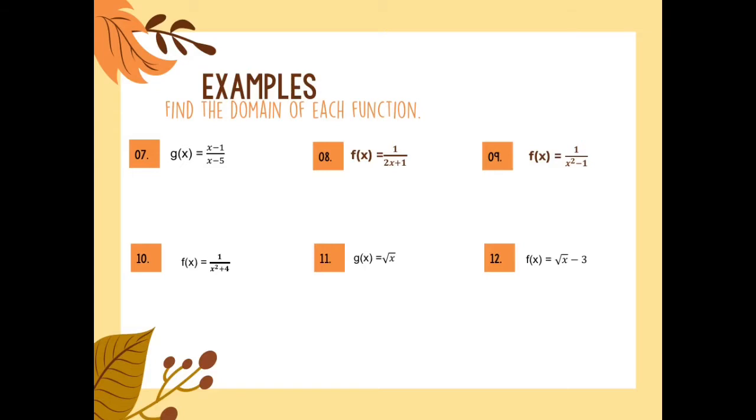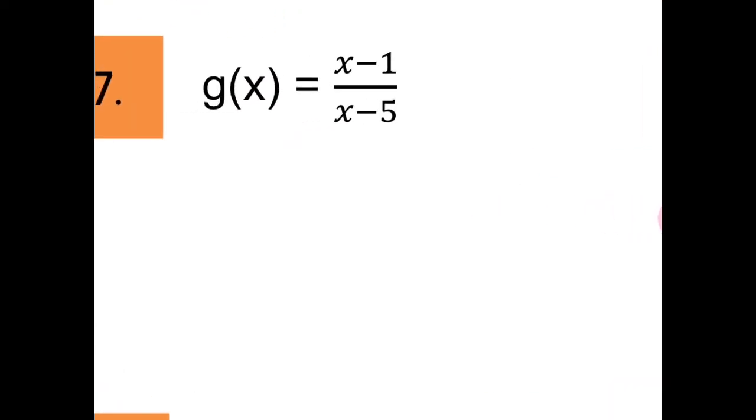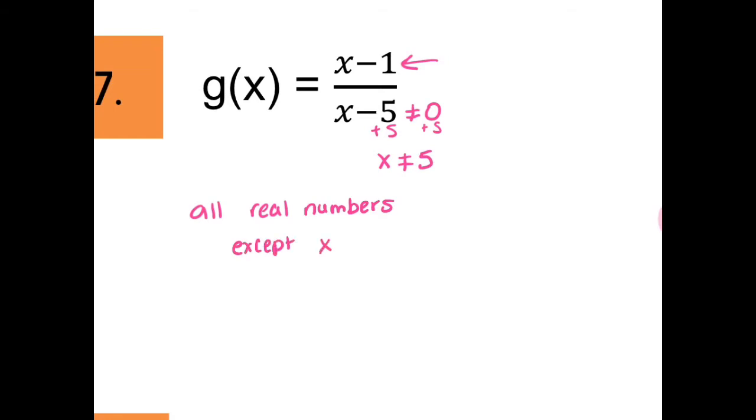All right, continuing with our examples. Looking at number 7, this also has a fraction. So the variable in the top is totally fine. I don't have to worry about it because I can have a 0 in the top. It's the variable in the denominator that's the problem. So I would say x minus 5 cannot equal 0, and then add 5 to both sides, and x cannot equal 5. So all real numbers except x equals 5.